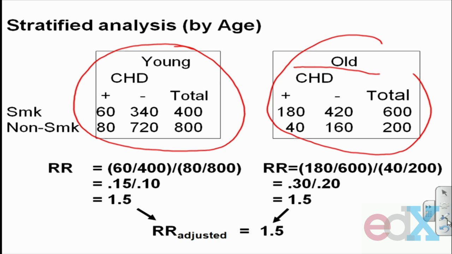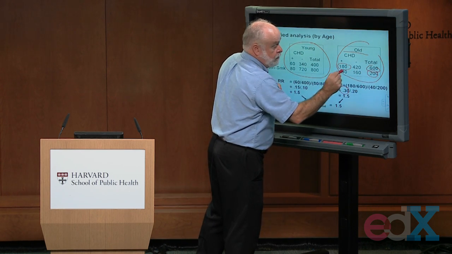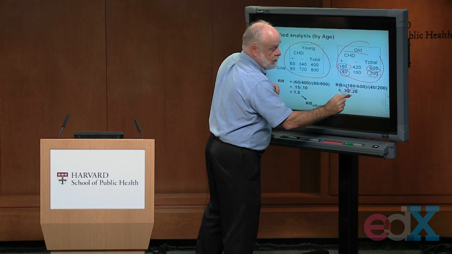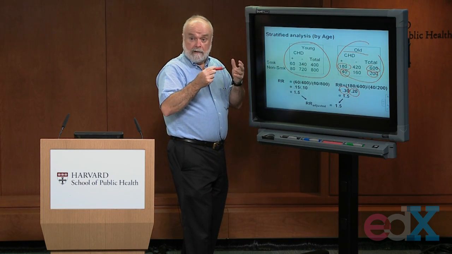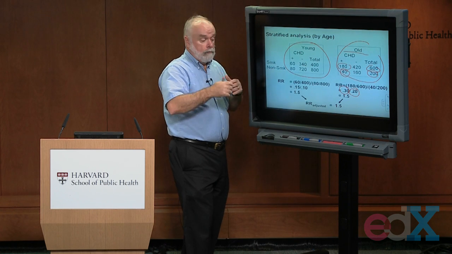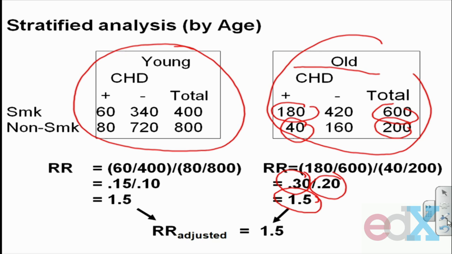Well, what's the measure of association? What's the estimated risk ratio in that old group? Well, the old smokers, there are 600 of them, 180 of them get disease. That's an estimated risk of 30%. The old non-smokers, there are 200 of them, 40 of them get disease. That's an estimated risk of 20%. What's the estimated risk ratio showing the effect of smoking among old people? 30% divided by 20% is 1.5, not the 2.0 we saw in the previous table.